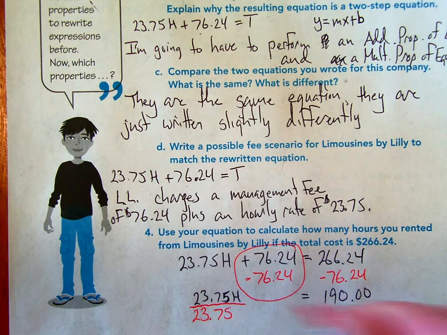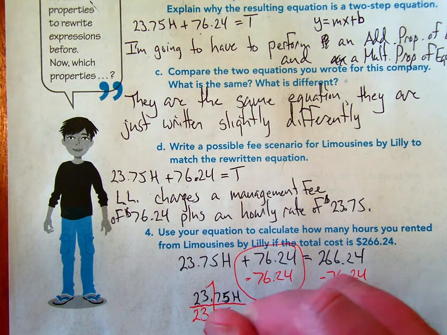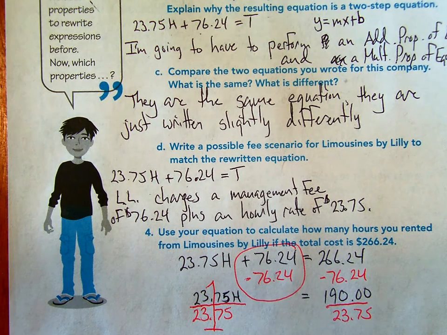And we just did the division property of equality. 23.75 divided by 23.75, that's a fancy 1. I have 1H. That's what I'm after. And then on this side of the equal sign, 190 divided by 23.75 is 8. So if the total fee was $266.24, it means you rented the limousine for 8 hours.